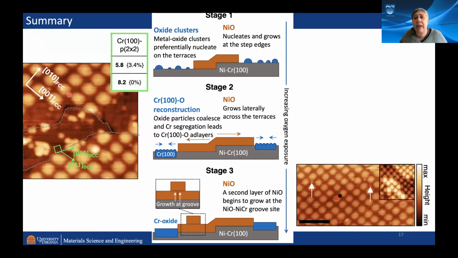Okay, let me summarize all of that. There was a lot of detail, so let's zoom out a little bit and go into the bigger picture. How does it now work? We start with a clean alloy. We form oxide clusters, which are pre-chromia clusters. We form nickel oxide around the terraces, which is promoted by the presence of chromium. Nickel oxide goes laterally, and we have a chromium (100) oxygen terminated reconstruction, which we see here.